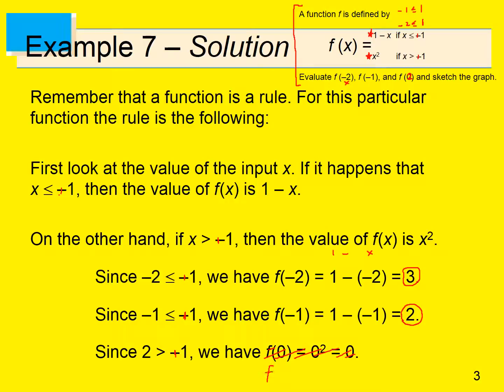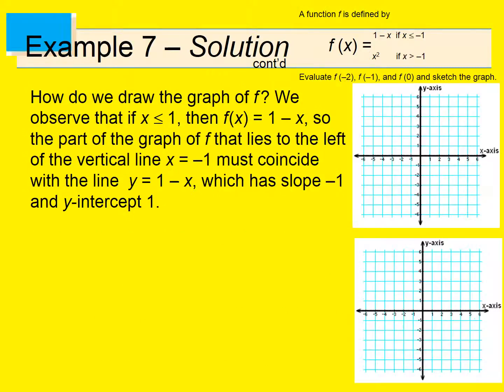F of 2, again, 2 is greater than 1, so the bottom rule is used. We don't use the top rule now. Bottom rule is the squaring function. We have 2 squared, which is 4. And so when we do the fourth thing, which is sketch the graph, well, apparently the point 2, 4 is going to be on the graph of f.